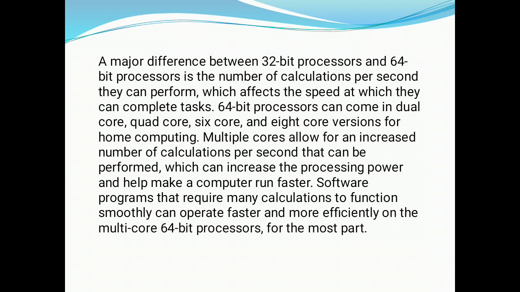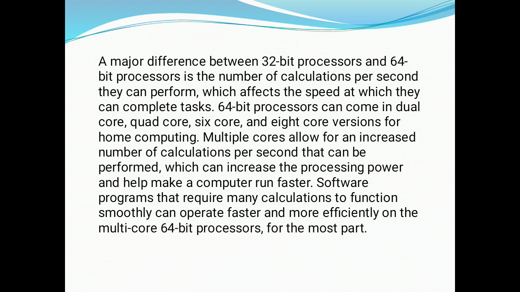If a computer has 8 GB of RAM, it better have a 64-bit processor. Otherwise, at least 4 GB of the memory will be inaccessible by the CPU. A major difference between a 32-bit processor and a 64-bit processor is the number of calculations per second they can perform, which affects the speed at which they can complete tasks.